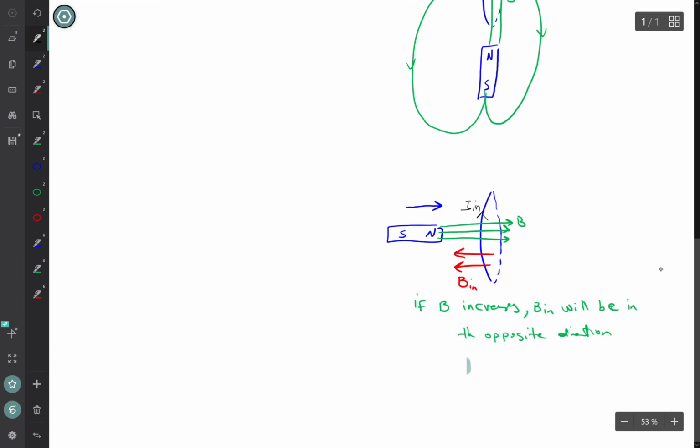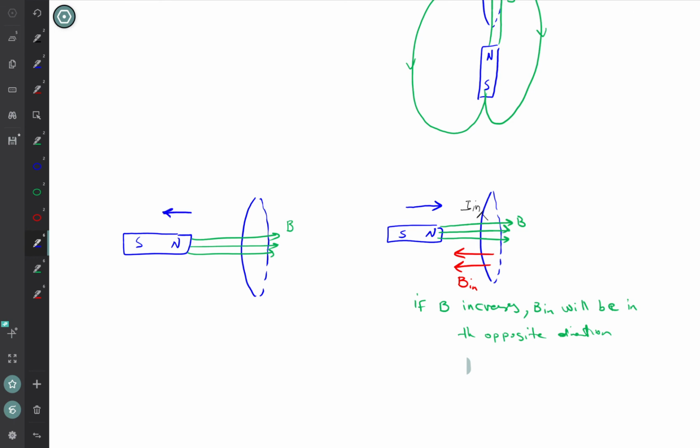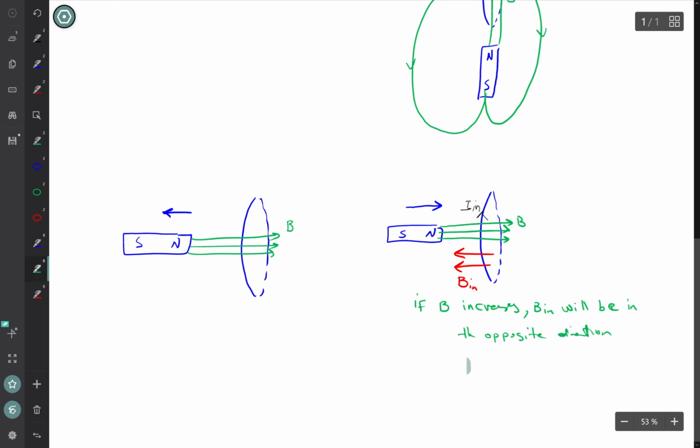Make sense? So now let's say I have the same loop and I am going to move the magnet away from the loop. I still have N, I still have S, and the actual magnetic field is still pointing to the right because it always goes from N to S, but the magnet is moving away from the loop. What happens is that the actual magnetic field would decrease because you're going away from the loop.